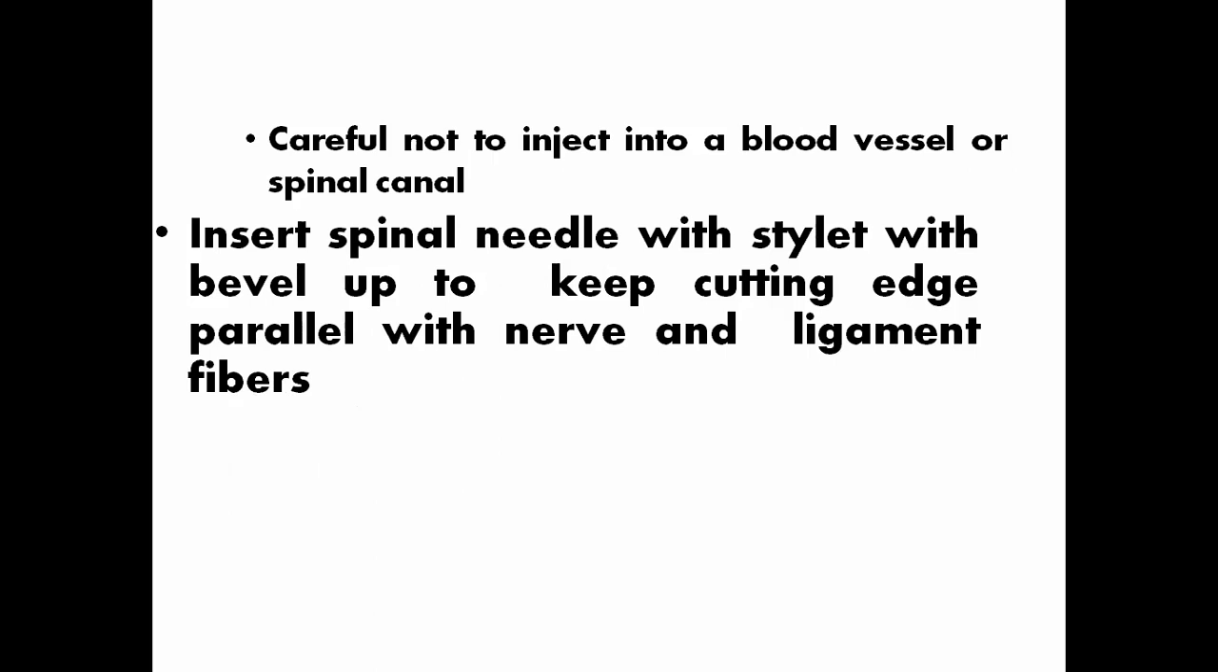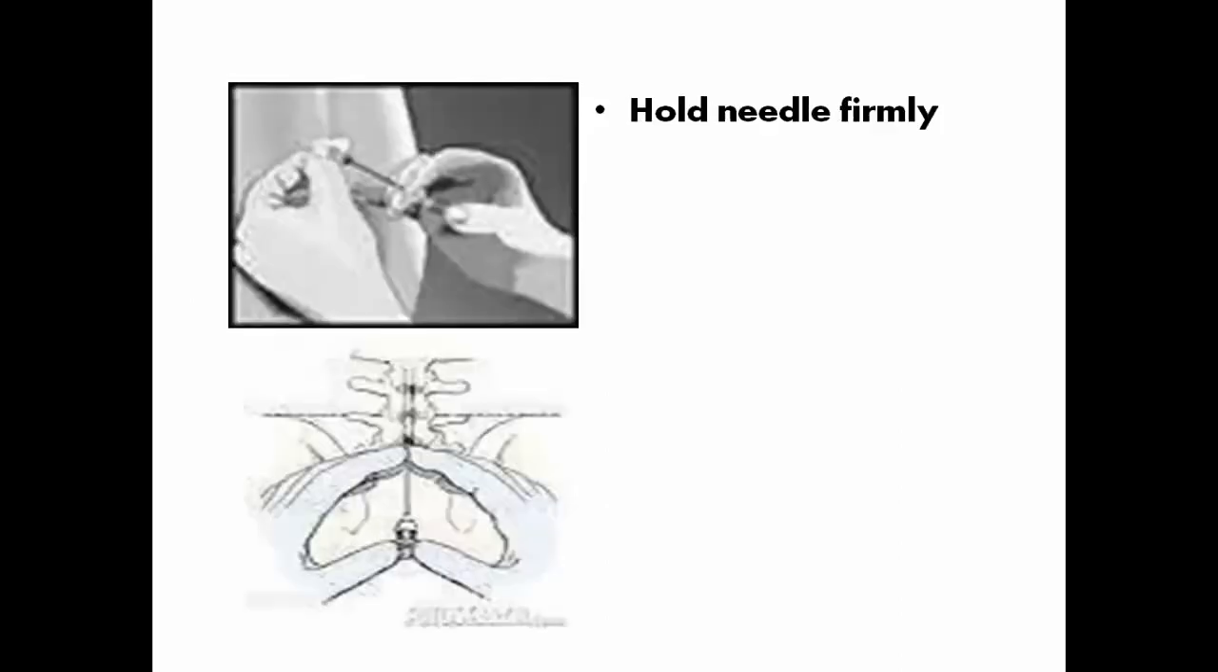Now insert the spinal needle with a stylet, with the bevel up. Your bevel should always be facing upward, facing the roof. While inserting the spinal needle with the stylet, the bevel should be up to keep the cutting edge parallel with the nerve and ligament fibers. Now hold the needle very firmly. This is how you insert it, with the bevel up.